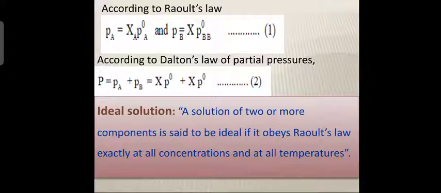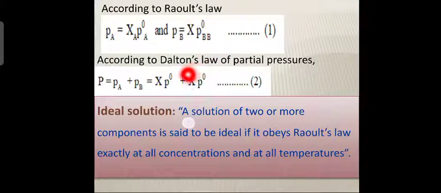So mathematically it is represented as Pa is equal to Xa into P naught A, and Pb is equal to Xb into P naught B. Where Pa and Pb are the partial pressures of A and B, Xa is the mole fraction, P naught A is the vapor pressure of the pure component A, and similarly P naught B is the vapor pressure of pure component B.